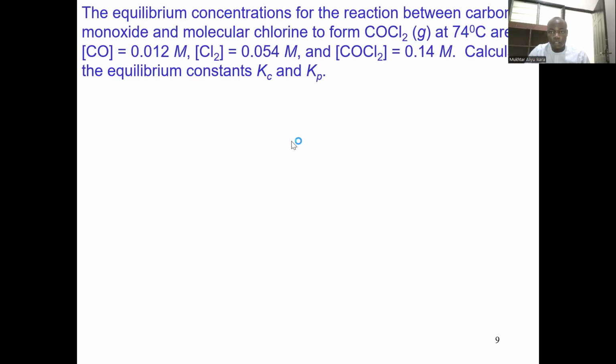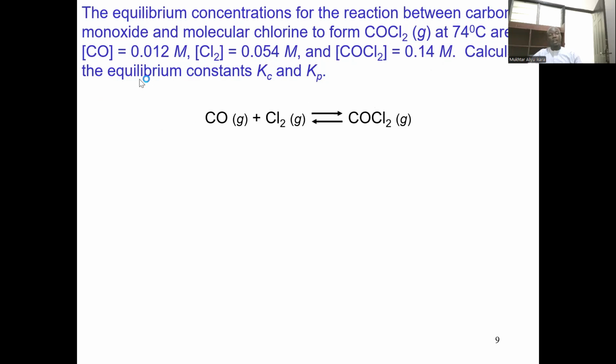The equilibrium concentrations of the reaction between carbon monoxide and molecular chlorine to form carbon monoxide chloride at 74 degrees centigrade are 0.012 molar for CO, then chlorine is 0.054 molar, and then COCl2 is 0.14 molar. So we have to calculate the equilibrium constants Kc and Kp. I think this is simple.